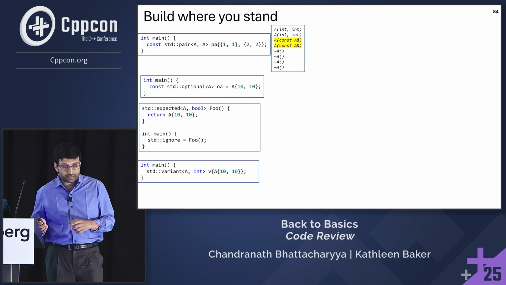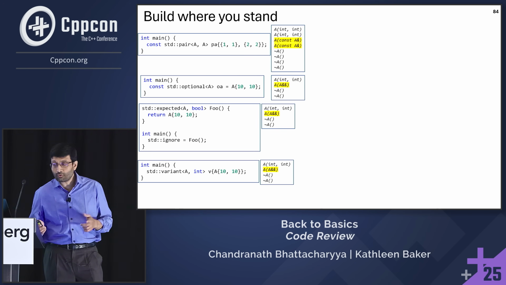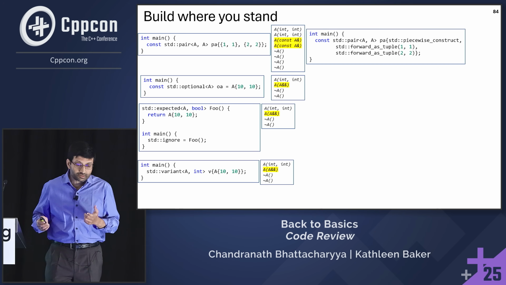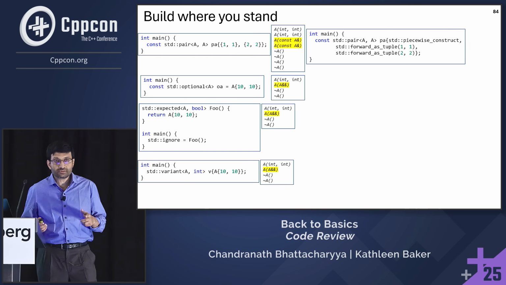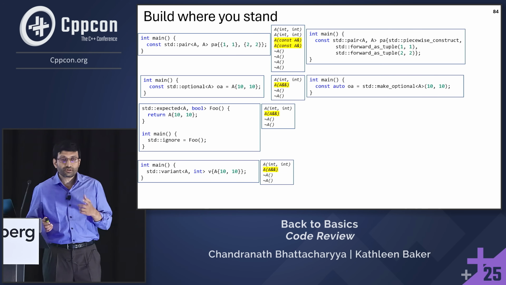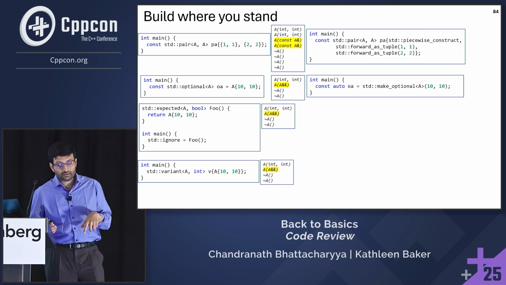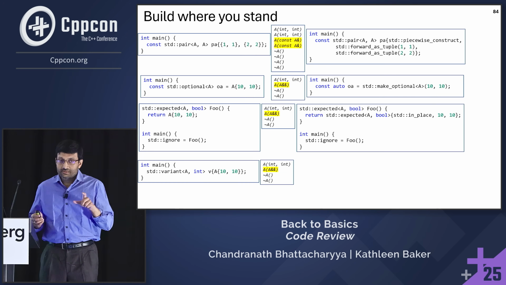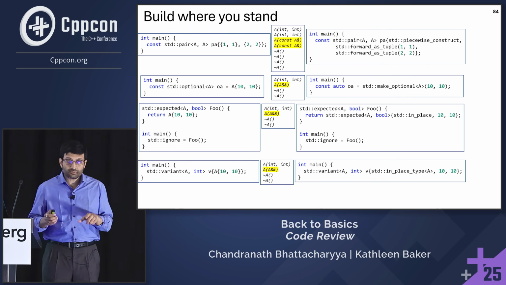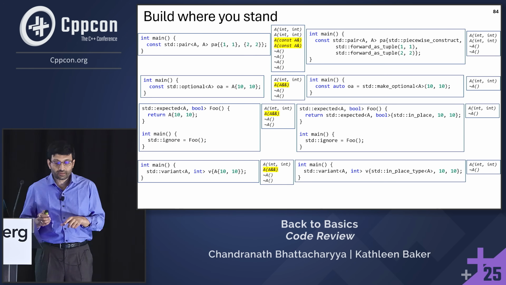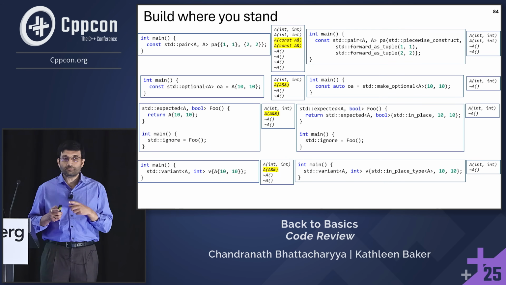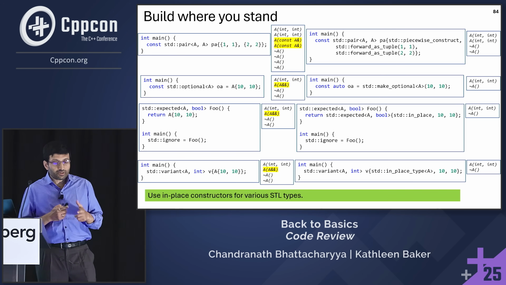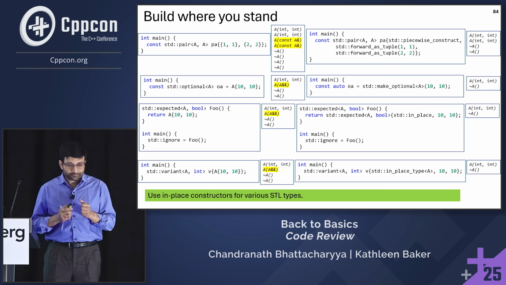So what is wrong with this one? Let's look at the output. As you can see, in all these cases, temporaries are being created. So how can you remove those? For pair, we can use the piecewise constructor. For optional, we can use make_optional, which actually uses the in-place construction of optional. For expected also, there is an in-place constructor we can use. And for variant also, there is an in-place constructor. So here's the output. As you can see, the moment we use those in-place constructors, we get in-place construction without temporaries, which becomes the guidance: use in-place constructors for various STL types.